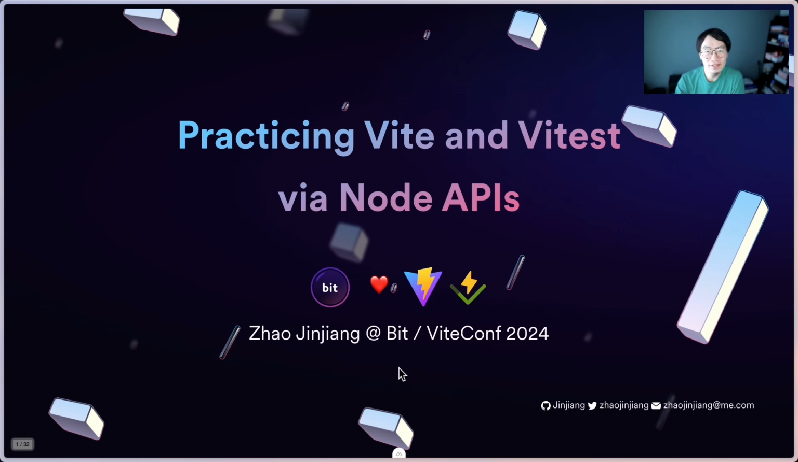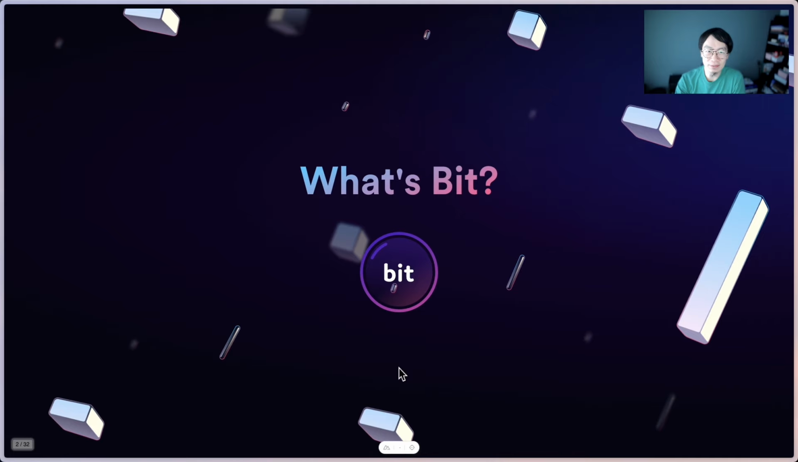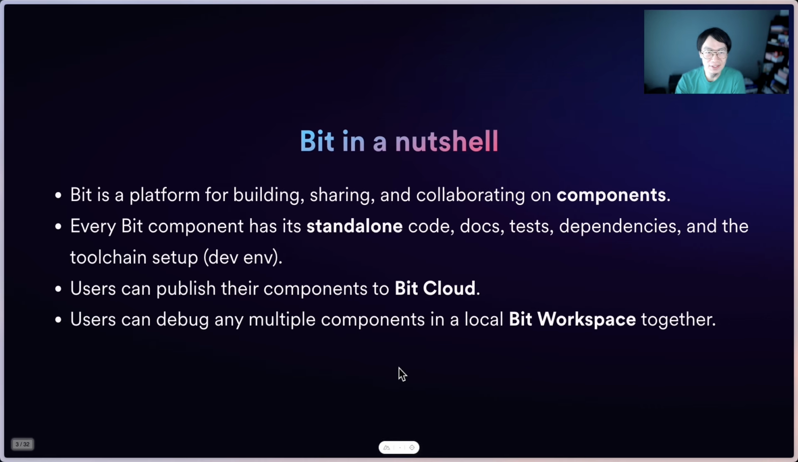Today, I'm very excited to talk about the Node APIs in Vite and Vitest, and how we practice them in Bit. Since all the practices we'll introduce are based on Vite, you might wonder what Bit is. In a nutshell, Bit is a platform for building, sharing, and collaborating on components. Every big component has its standalone code, docs, test cases, dependency information, and the toolchain setup we call DevEnv. Users can publish their components onto the Bit cloud and debug any one or multiple components in a local Bit workspace together.